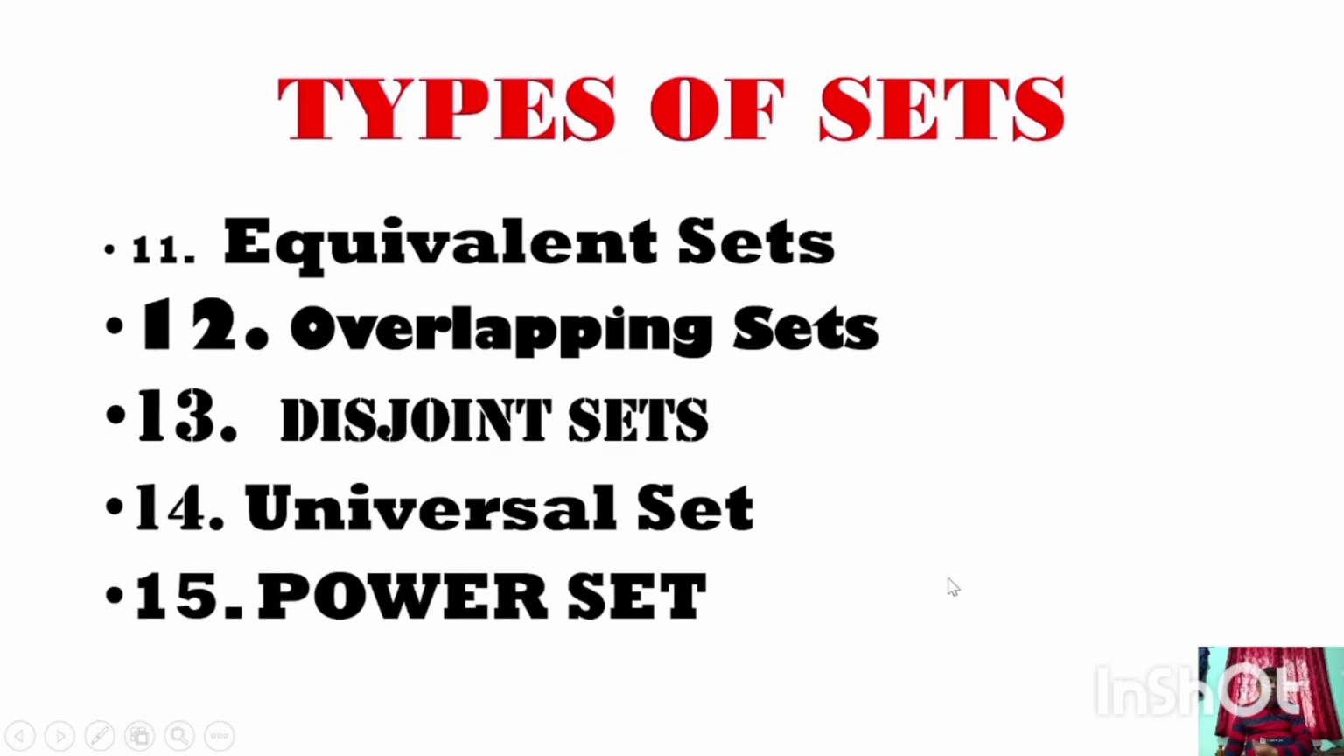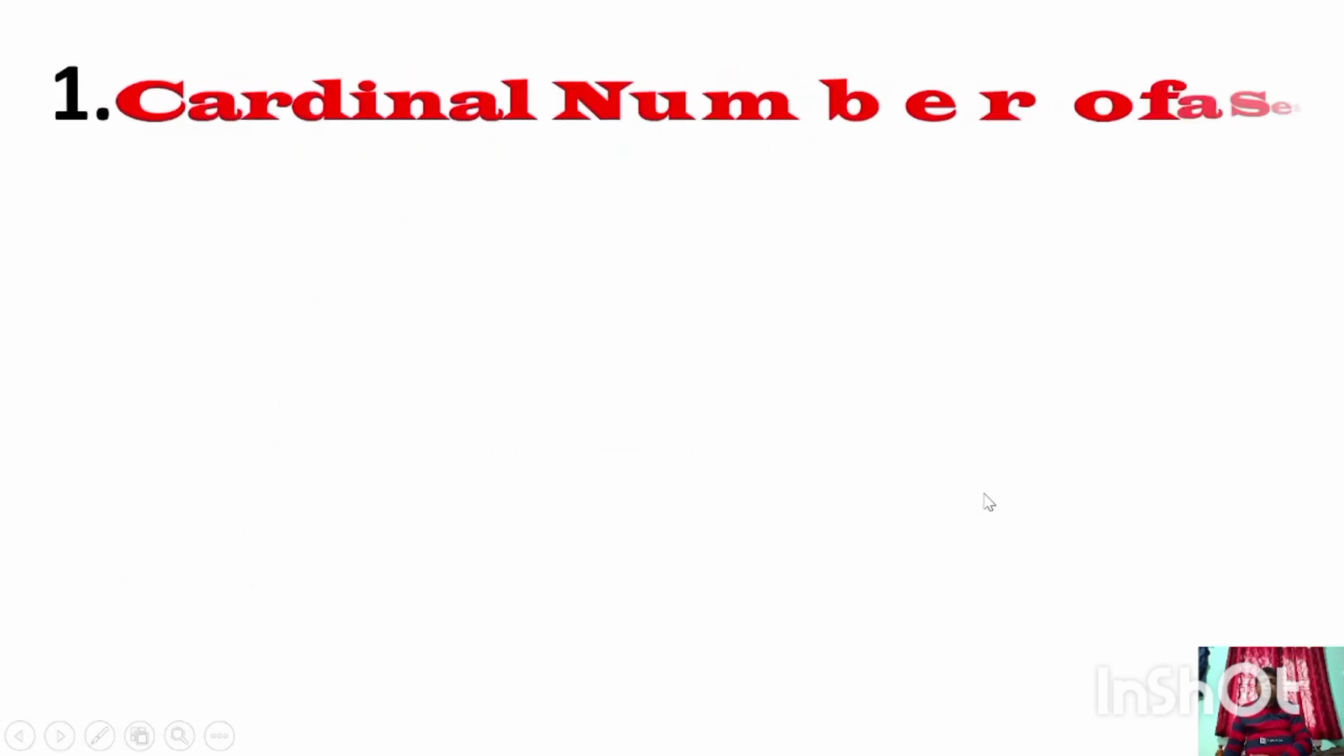These are the most fundamental concepts of set theory, which cover the entire part of the set. I am going to discuss these basic concepts, the types of set, along with suitable examples and Venn diagrams. Let us see the first point, the cardinal number of a set.